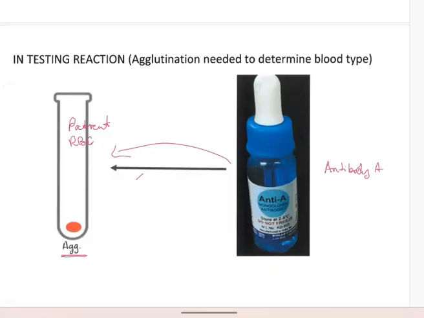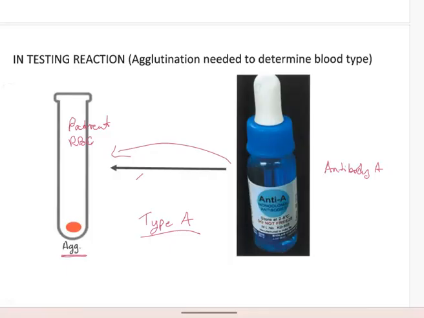So if we have antibody A and it mixes with the patient's red blood cells and they cause agglutination, what type of blood do you think the patient has? We have type A blood, or a patient with type A blood, because if you have antibody A and you have red blood cells with A antigens on them, you're going to get agglutination.